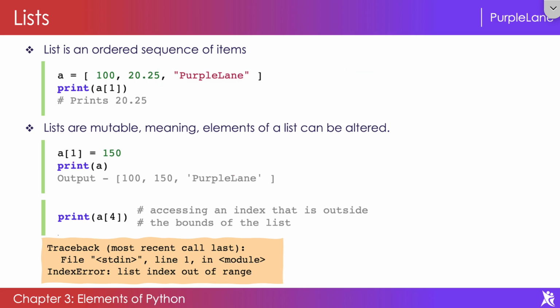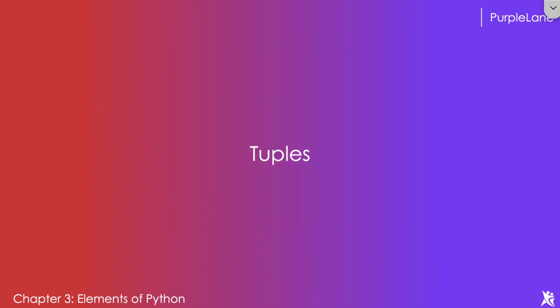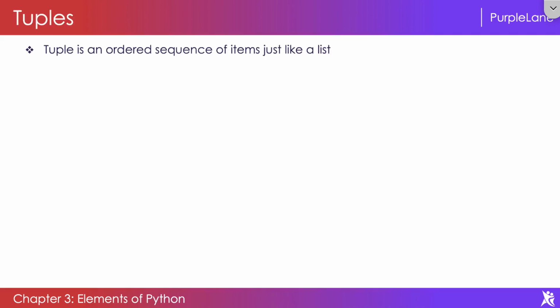Now let's look at the next data structure called tuples. Tuples are also an ordered sequence of items just like list. Here is an example of tuple where the elements of this tuple are same as that of list that we have seen in the previous slide.